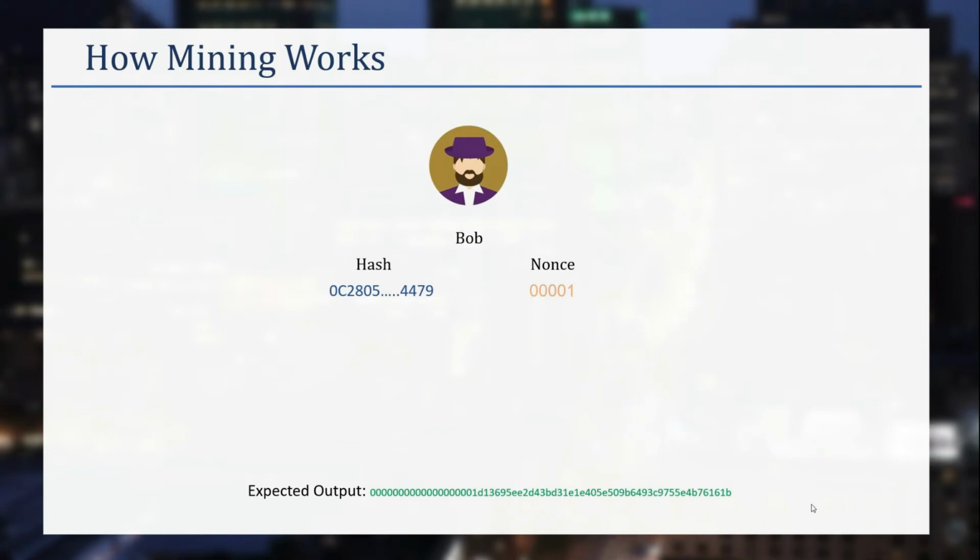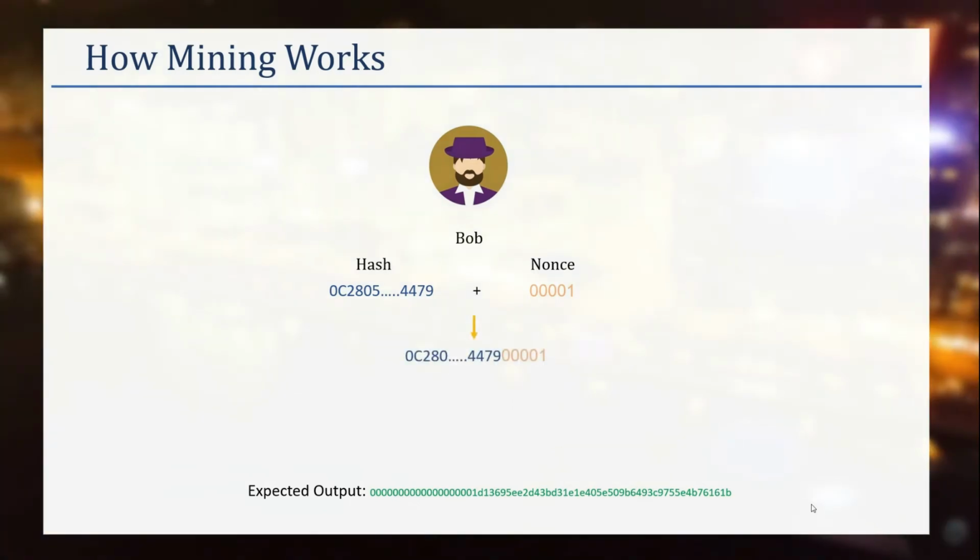So when he gets the hash, he knows that he can't change any values inside the hash because it is created by all the transaction data. So the only position where he can make changes is the nonce. So he will append the nonce and the hash value together, and perform a SHA-256 hashing algorithm in the Bitcoin scenario, and he'll create a hash and check whether it matches the expected output.